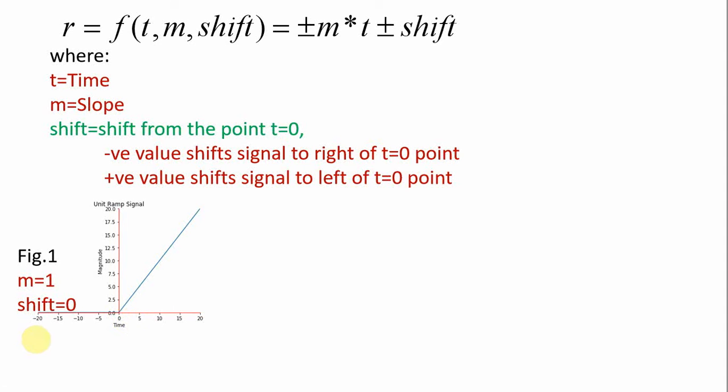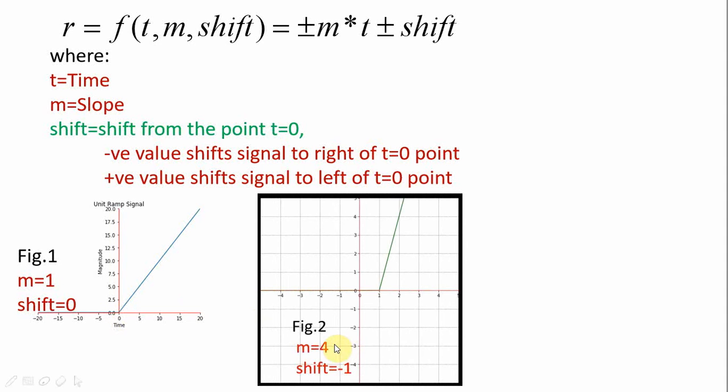As t increases by, say, 5 units, its magnitude increases by 5 units. So the slope is the change in magnitude divided by the change in time, that is 5 divided by 5, which is 1, and shift is 0, so it is starting at t is equal to 0.